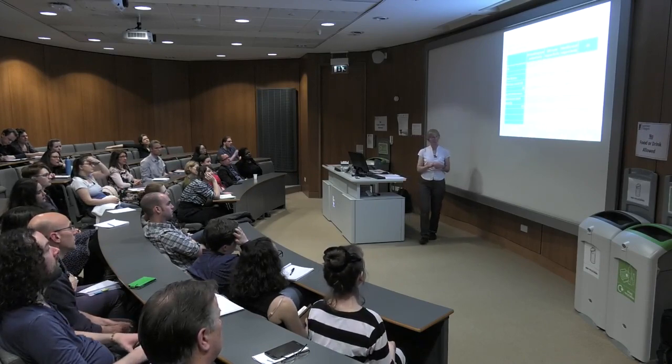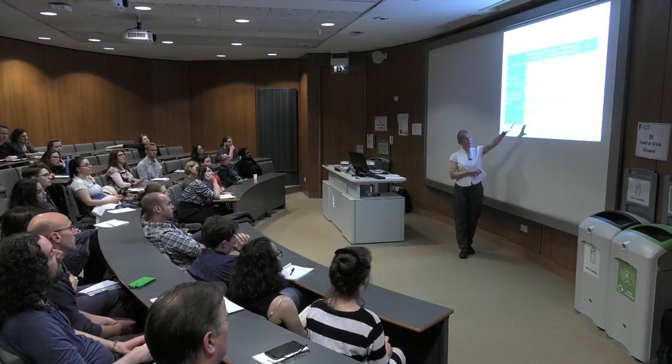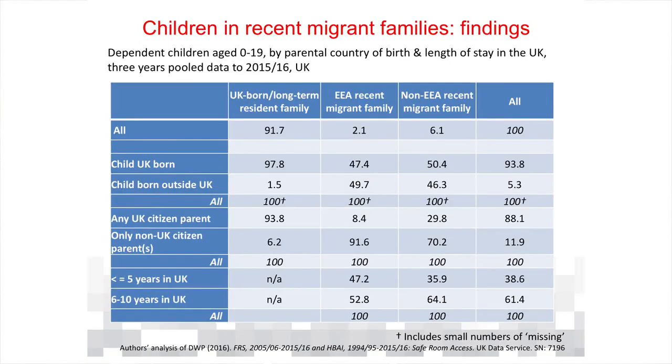The majority of them have no parent who's acquired UK nationality in that period. That's more the case for recent EEA migrants, because of course there's less to be gained for them as things stand from acquiring UK citizenship as opposed to just retaining their EEA citizenship. And we've done further breakdowns of how long they've been in the UK. It's about half or going up to 2/3 for the non-EEA who've been here for the longer period, 6 to 10 years.